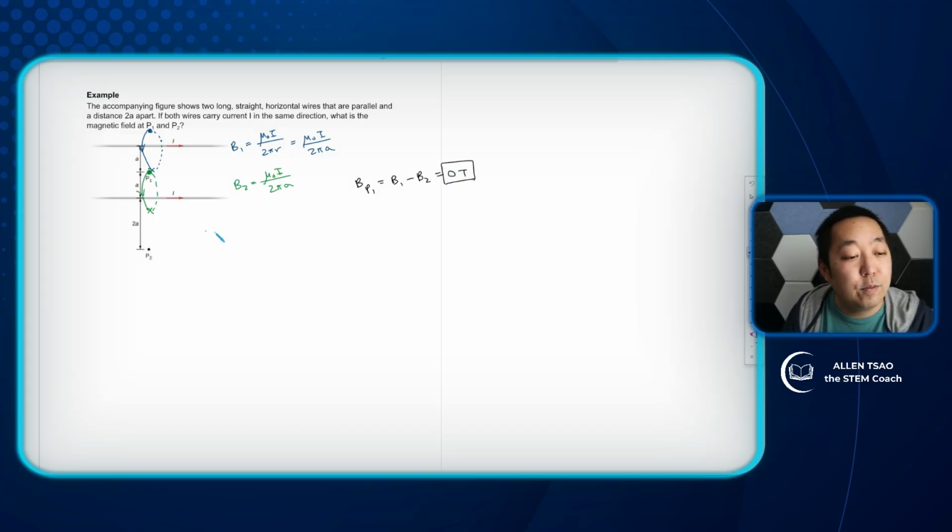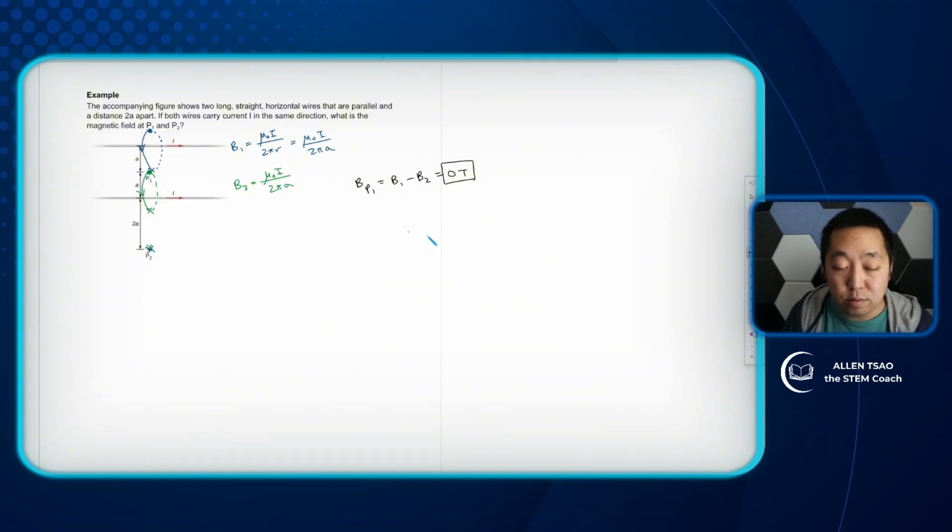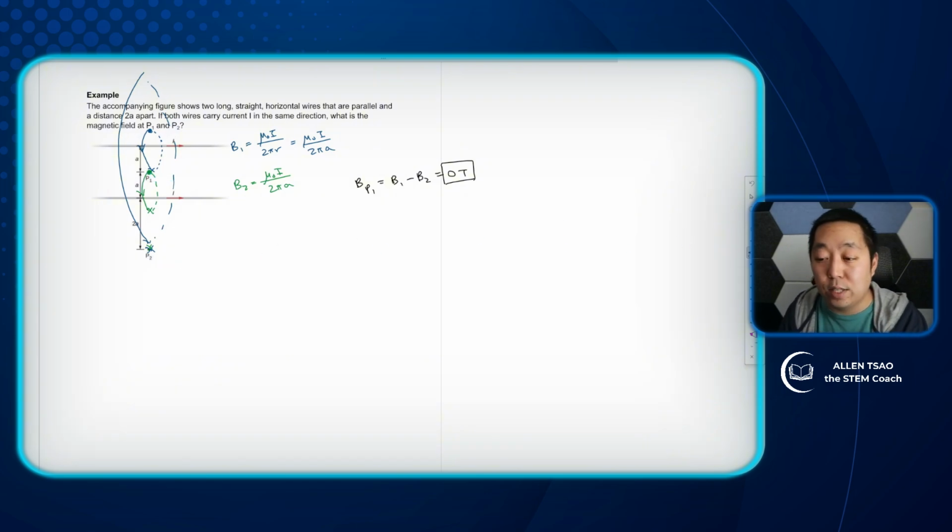Now let's do it for P2. Well, P2, it's going to be going into the page. You just draw a bigger circle, right? It goes into the page here. And then for the green one, also going into the page, right? Because they're both, again, down in front. Because for this blue one, for the top wire, it's going to be more like this instead, right? And so it's going to go into the page. And then the green one, similar, going to go into the page. So now they're going to add at P2.